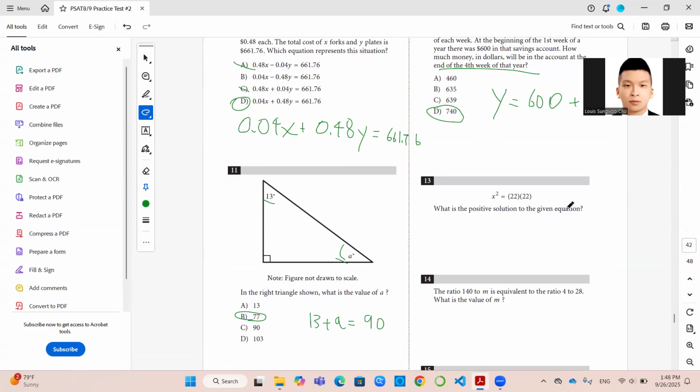What's a positive solution to the given equation? 22 times 22. Basically, you can rewrite that as 22 squared. So x is obviously going to be 22 because you take the square root.